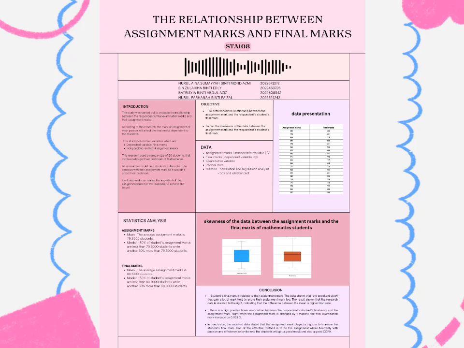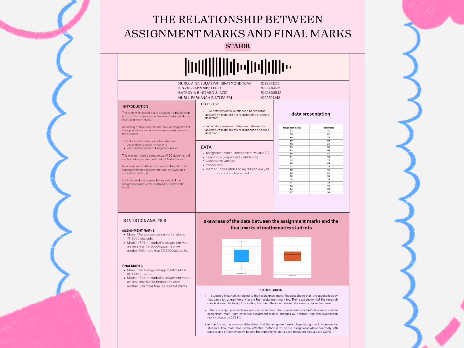Then we move to statistical analysis, where the mean for assignment marks is 79.35 and the median is 79.5, meaning 50% of students' assignment marks are less than 79.5, while another 50% are more than 79.5. For final marks, the mean is 80.1. Meanwhile, the median is 80: 50% of students' final marks are less than 80, while another 50% are more than 80.